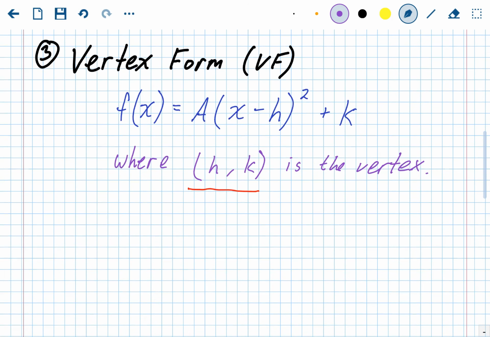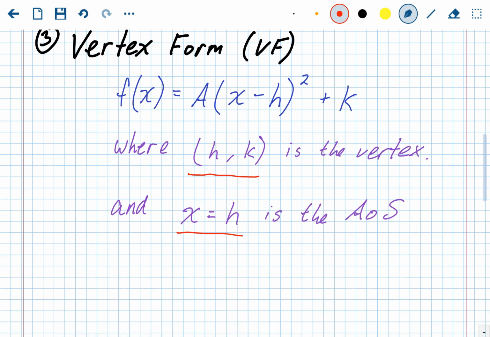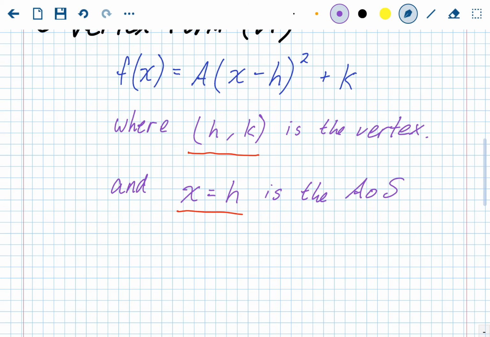Well, remember, if we know the vertex, then we automatically know the axis of symmetry. It's always the x value of the vertex. So x equals h is going to be the axis of symmetry, AOS. And the y value of the vertex always tells us the min or the max. So that k value is always going to be the highest point or the lowest point.